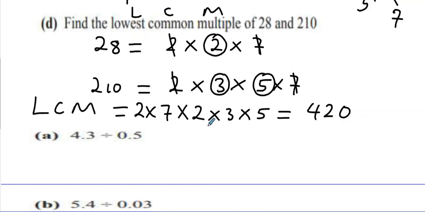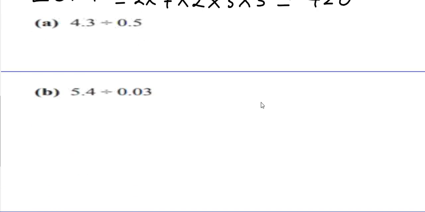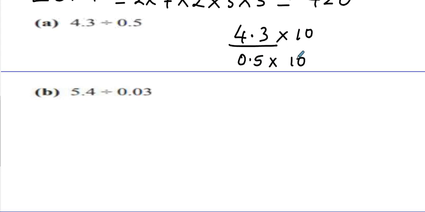The answer is 420. So that is the LCM. So far so good. Then we have this question here, 4.3 divided by 0.5. We have done plenty of these questions without using a calculator. You do 4.3 divided by 0.5, 1 decimal place over here and 1 decimal place over here, so that suggests multiply the numerator by 10 and the denominator by 10.